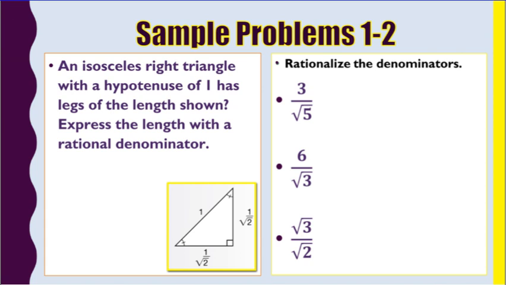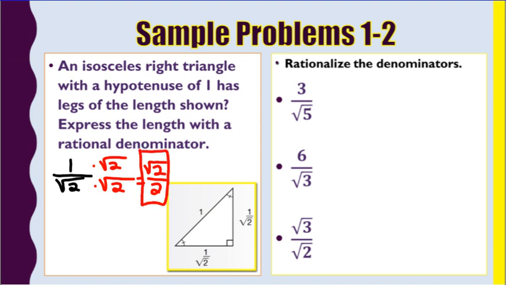So the length is 1 over the square root of 2. We don't want the square root of 2 in the denominator, so we need to multiply by the radical in the denominator. Square root of 2 times square root of 2 is 2. Whatever I do in the denominator, I do in the numerator. So 1 times the square root of 2 is the square root of 2. And so our answer would be square root of 2 over 2.